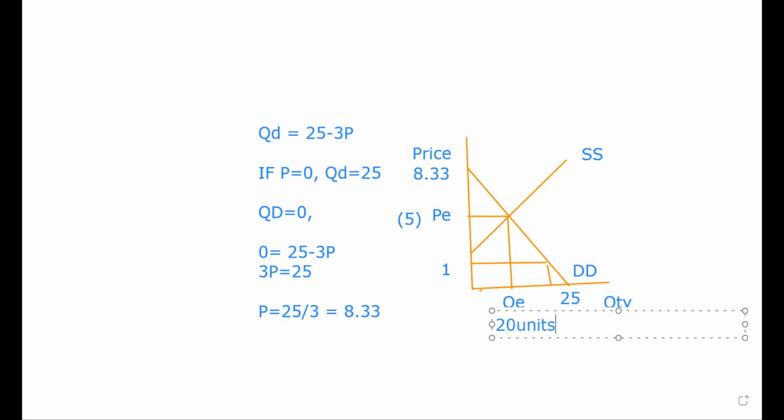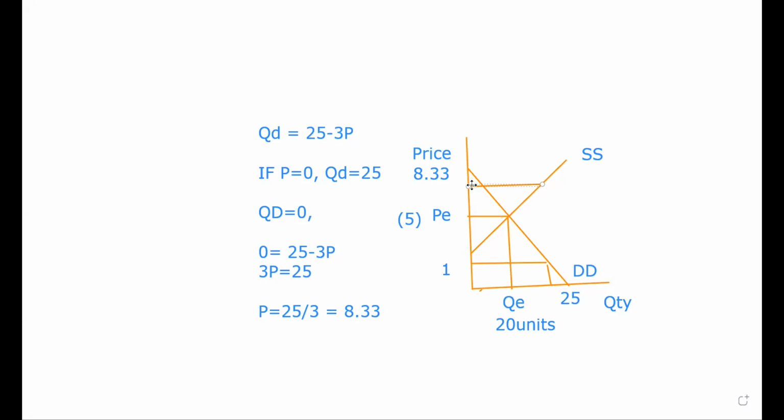So the market clears. If for some reason government says that you should sell it at 7 cedis, that will be somewhere here. I hope you can see that. If you get to this point, look at the supply. Supply will be more than demand. At 7 cedis, fewer units will be bought, less than 20 units.